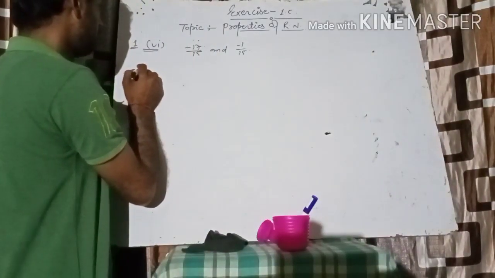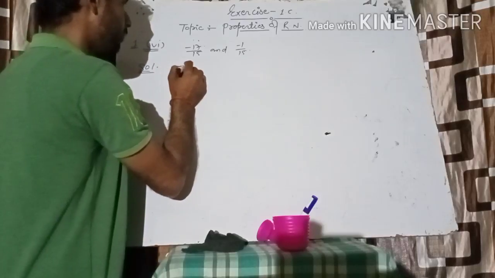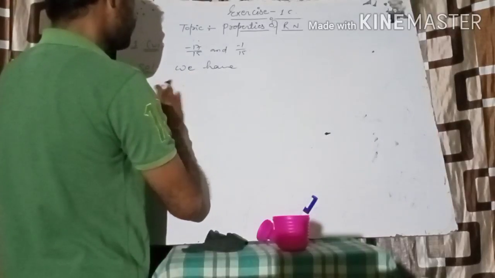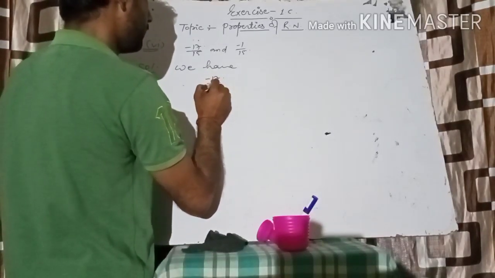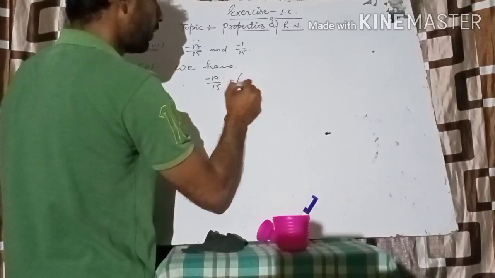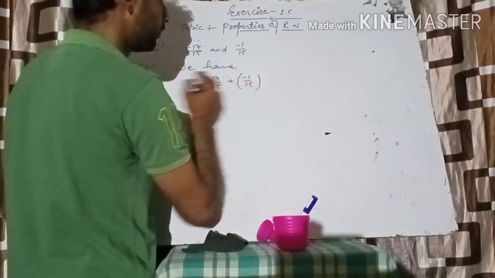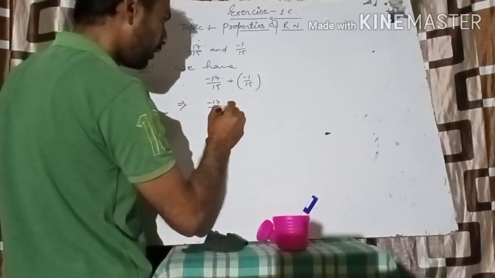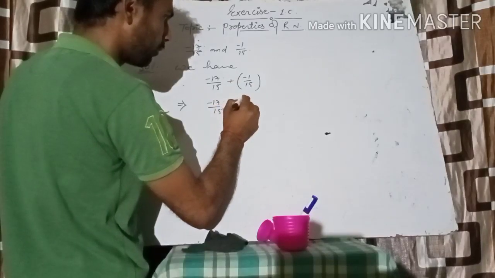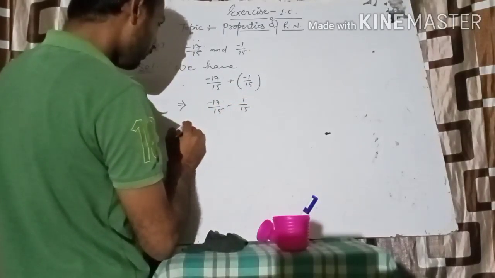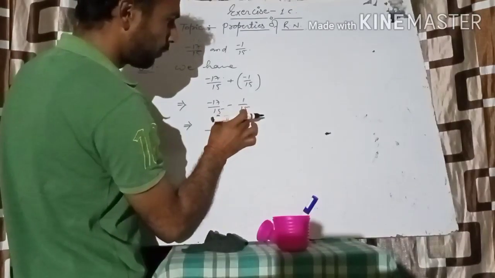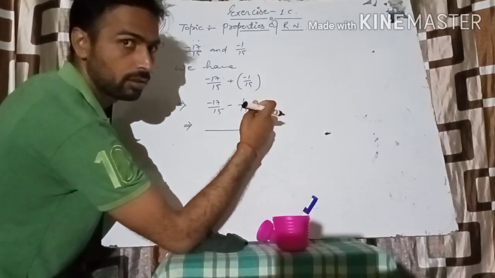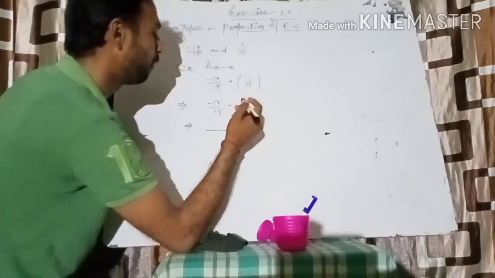Now solution, how will you solve it? It's a simple method: minus 17 upon 15 plus minus 1 upon 15. This implies minus 17 upon 15 plus minus 1 upon 15. Here you will see that the denominators of both rational numbers are the same, that is, like fractions. You have already learned these things in your 5th standard.